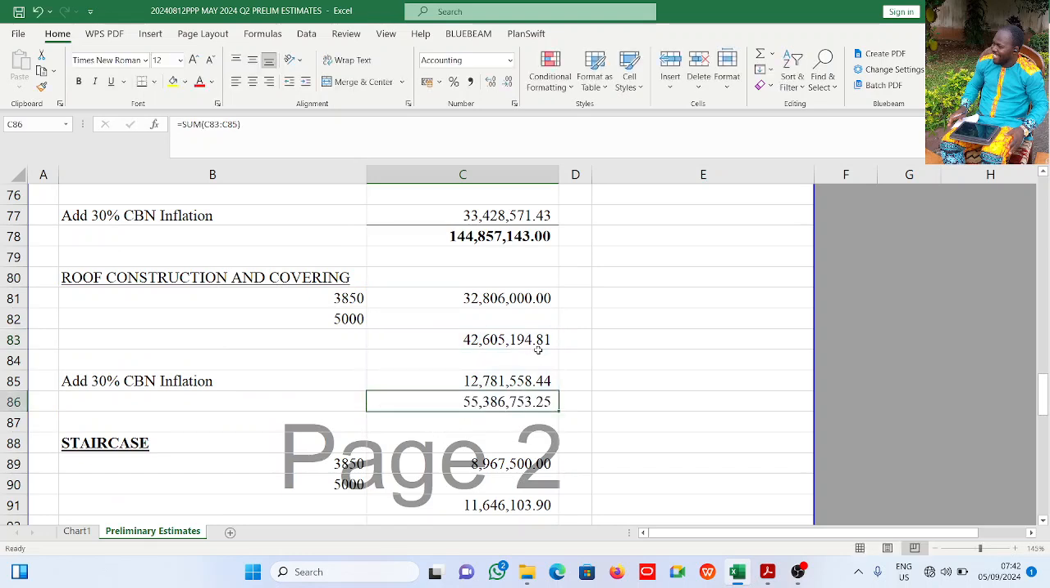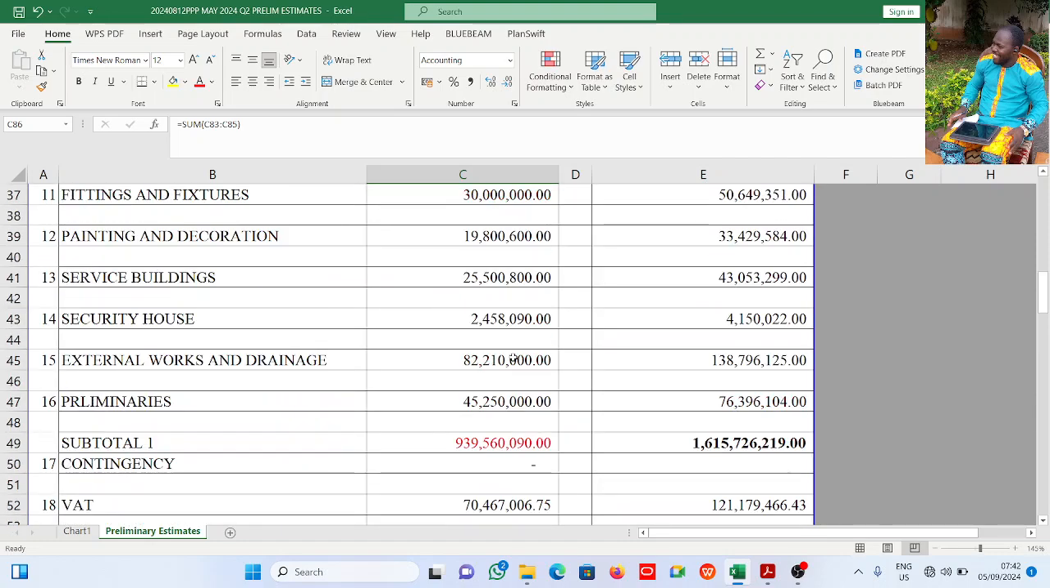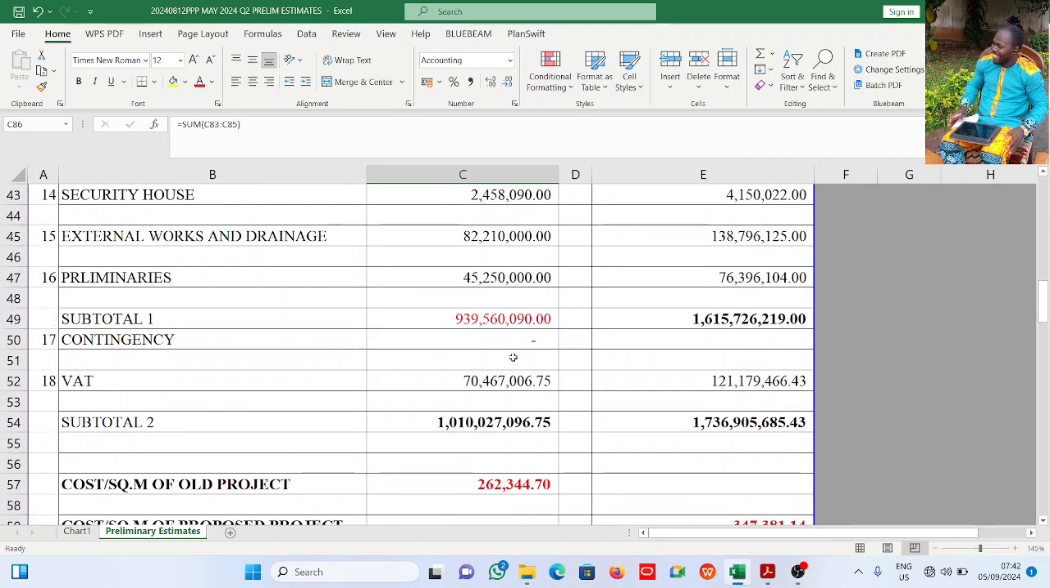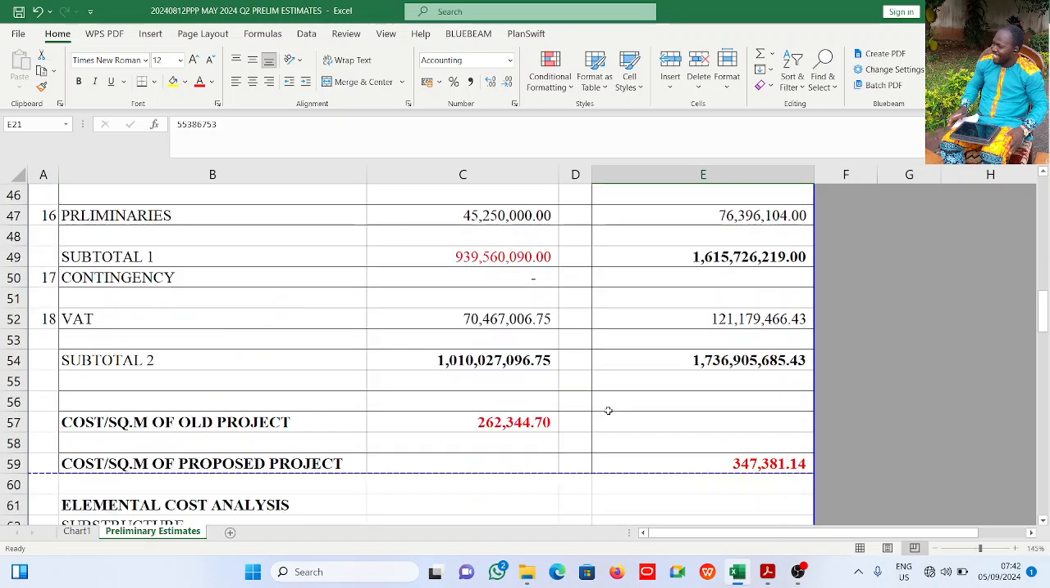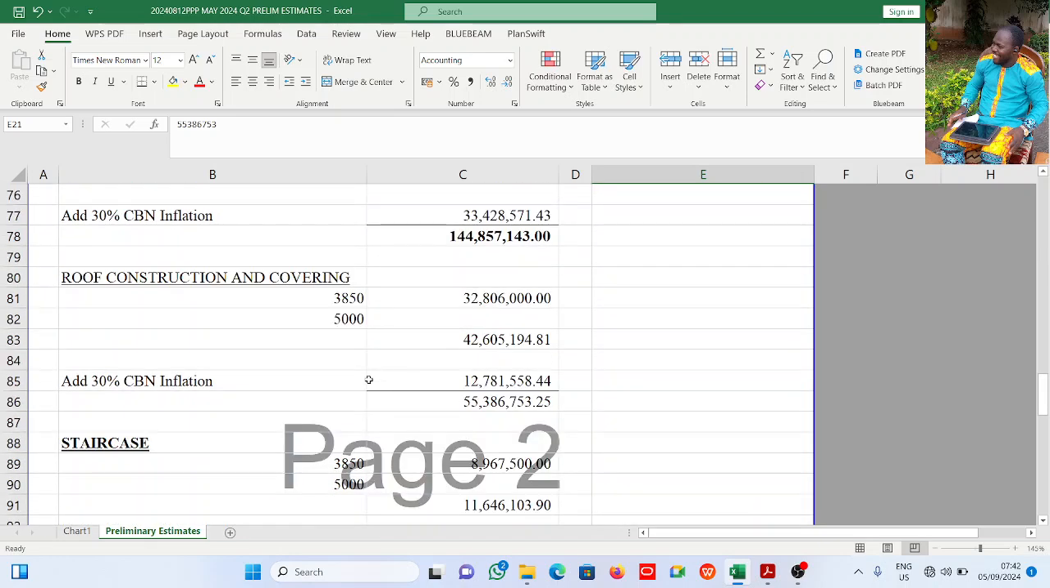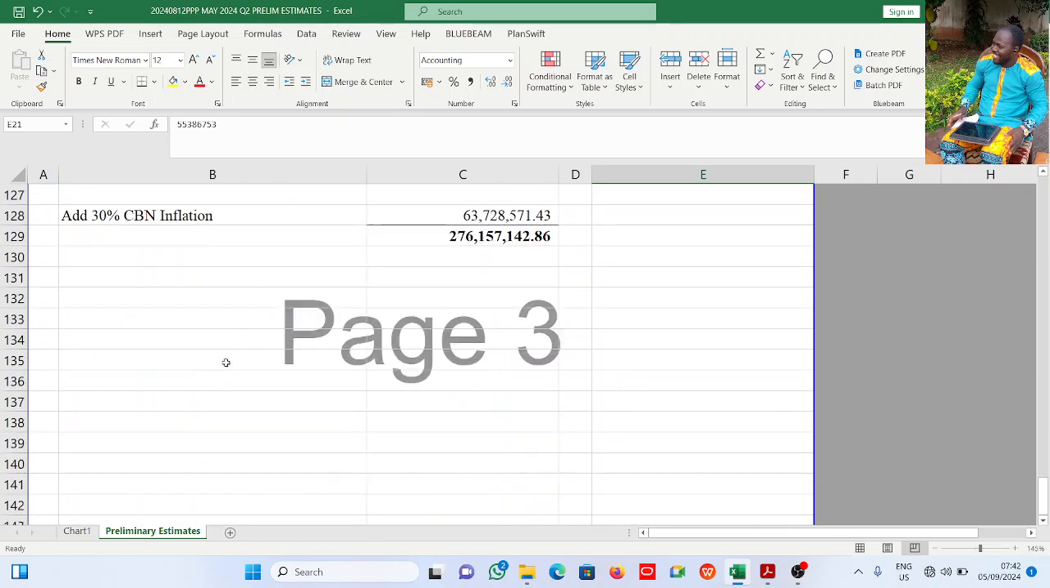The same thing we are going to do for each and every item. Now see where we have all this here. This is for the new one for the roof. This is for frames. This is substructure rather. This is frame and upper floors. This is roof construction and covering. Now the same way you are going to do for every item. Now you can see it is simple, but at times it might just be very many.